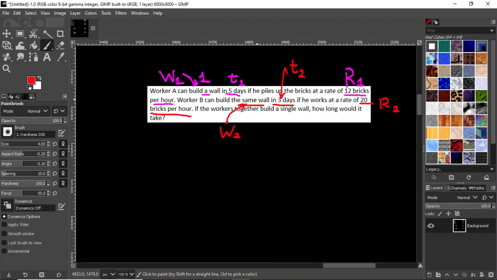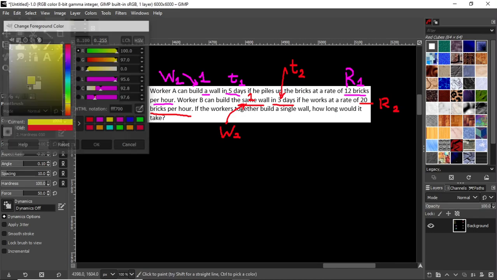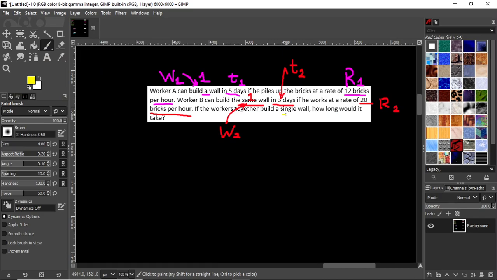So that's W2, which is basically 1. Okay, so if the workers together build a single wall, now this is them working together, so we know that this is our combined work problem. Again, this is our W. This is the work for when their efforts are combined. This is W1, that's going to be 1. This is basically 1.